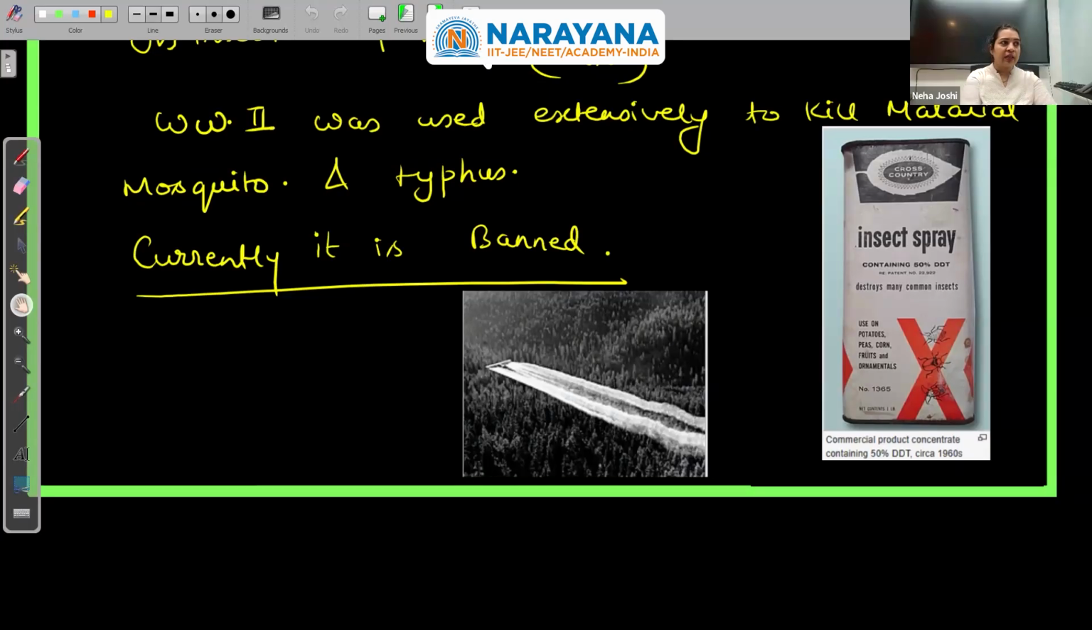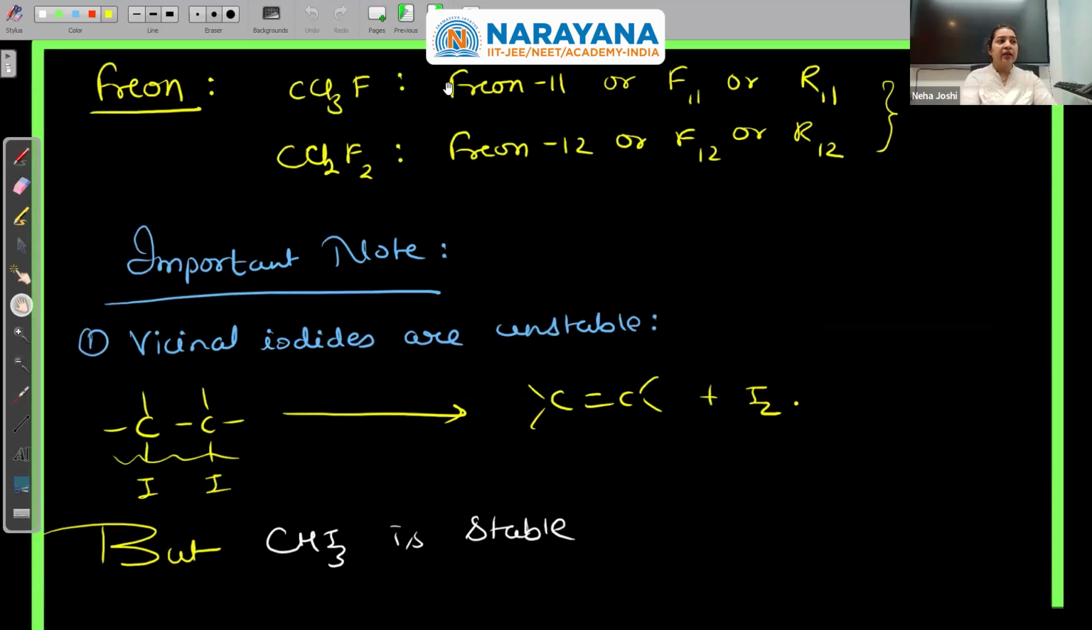Is that absolutely clear? Okay. Then comes the freon. If we go to freon, CCl3F is called freon 11 or F11 or R11. CCl2F2 is called freon 12 or F12 or R12.